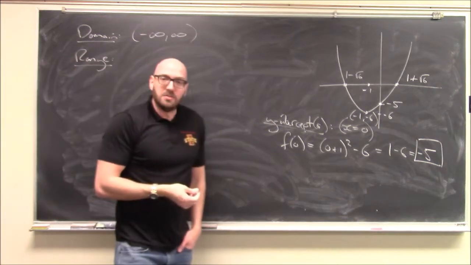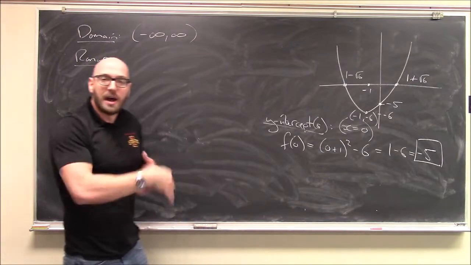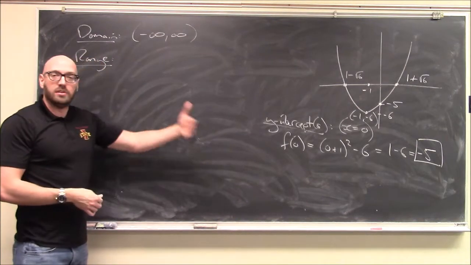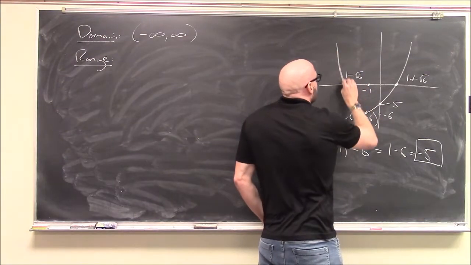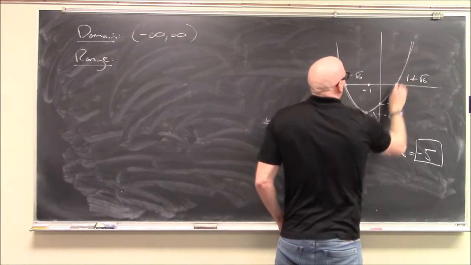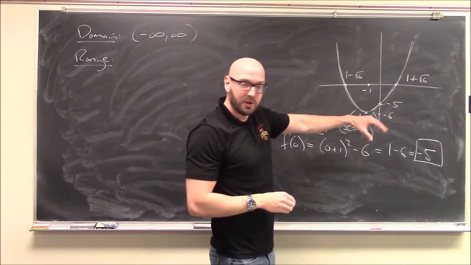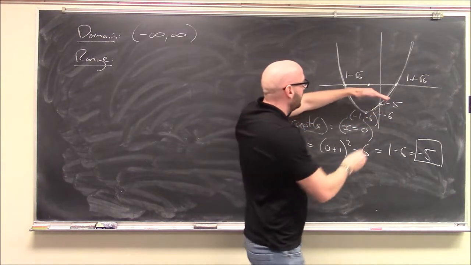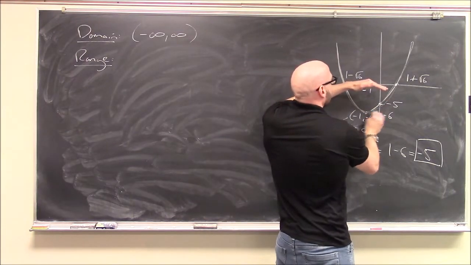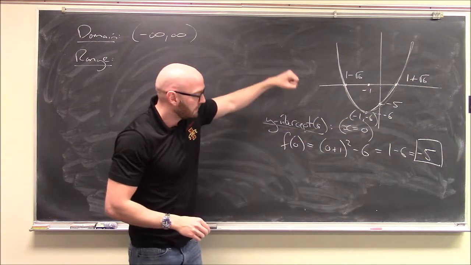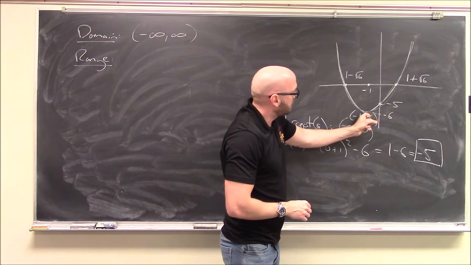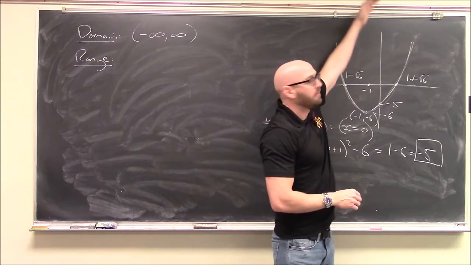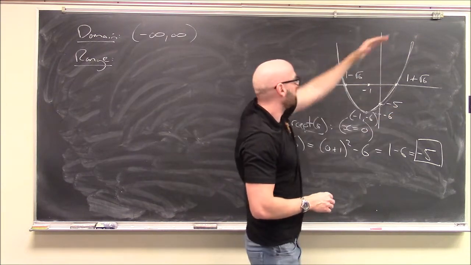What about the range? Remember, the range are the y values you output. It's the possible outputs of the function. So if I look at this function, what y values do I hit? What y values do I sort of attain? What do I output from this function? Well, I output every single y value that lives above the vertex, because the vertex is at the bottom of the parabola. So I'd output every single y value from minus 6 off to infinity. It's everything above the vertex.